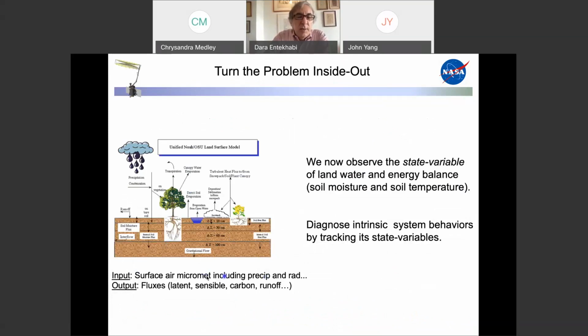precipitation and radiation and wind, and the output is the fluxes. That's all we care about. We don't care what the soil moisture values are. We don't compare it across models. This is turning the problem inside out.